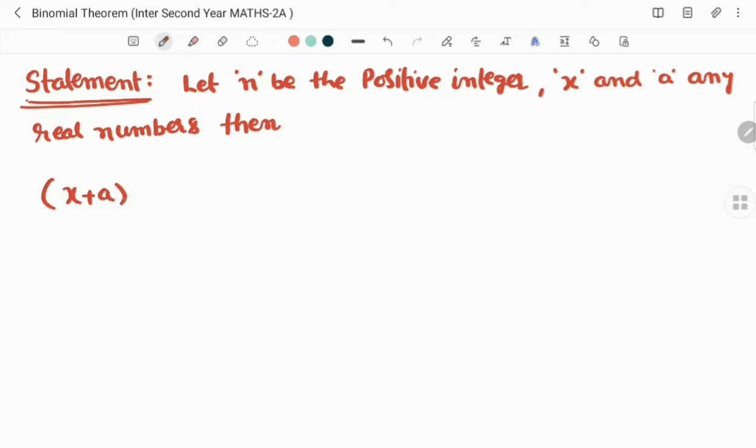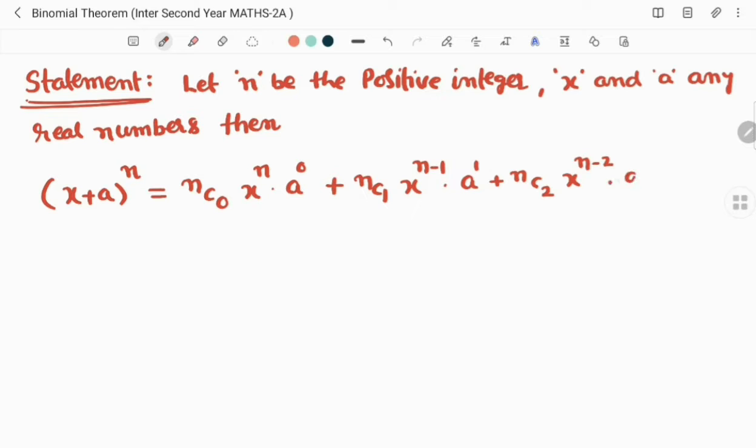(x plus a) whole power n is equal to nc0 x power n a power 0 plus nc1 x power n minus 1 a power 1 plus nc2 x power n minus 2 a power 2 plus and so on. In the middle the rth term will be there, nCr x power n minus r.